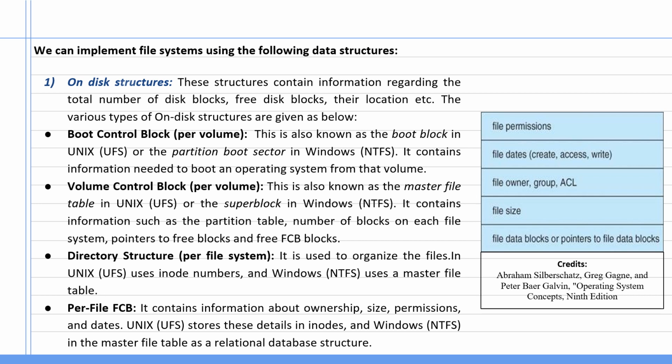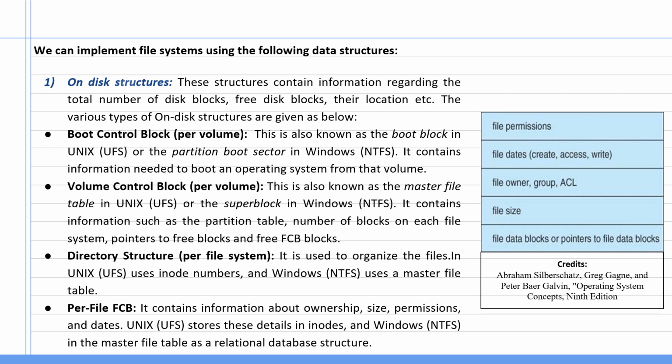These structures contain information regarding total number of disk blocks, free disk blocks, their location, and so on. The various types of on-disk structures are boot control block. This is also known as boot block in Unix, UFS. Here UFS stands for Unix file system, or the partition boot sector in Windows, NTFS. Here NTFS stands for New Technology File System, which is a process that the Windows NT operating system uses for storing, organizing, and finding files on a hard disk efficiently.